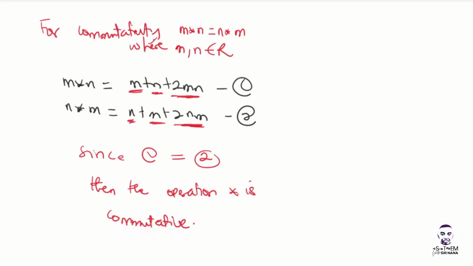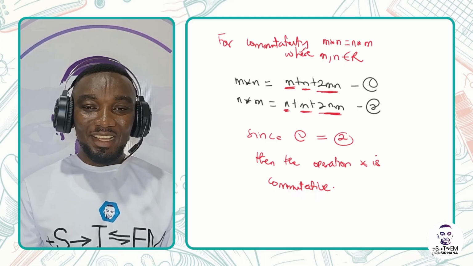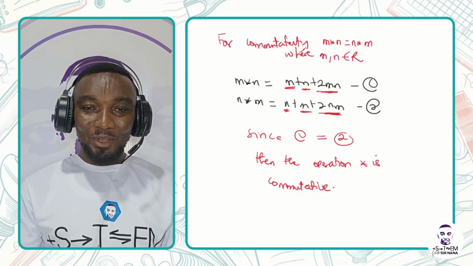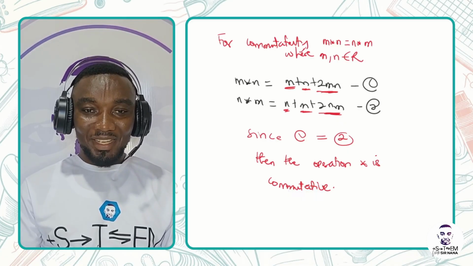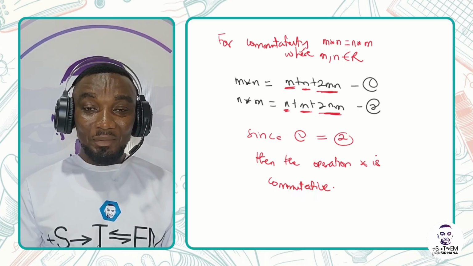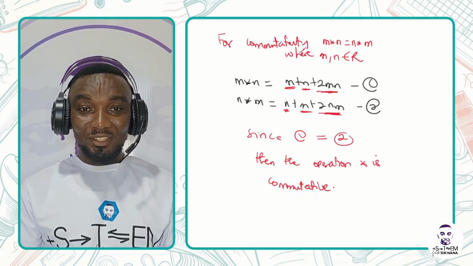So in this lesson, we have basically considered 2 different examples under the commutative property, where we've looked at how we can solve for the operation when we are given real numbers, and how we can determine whether or not the operation is commutative.